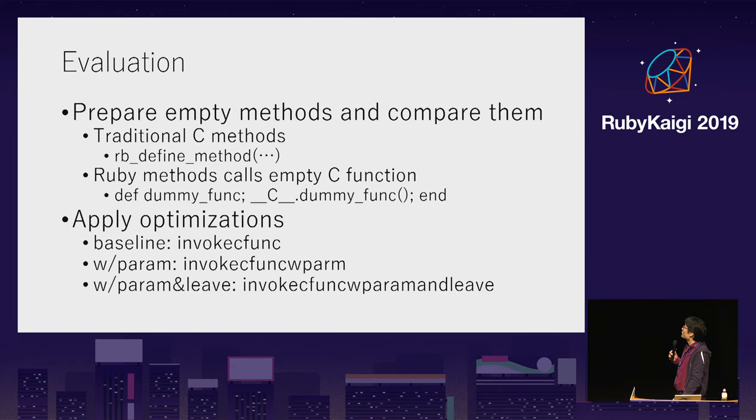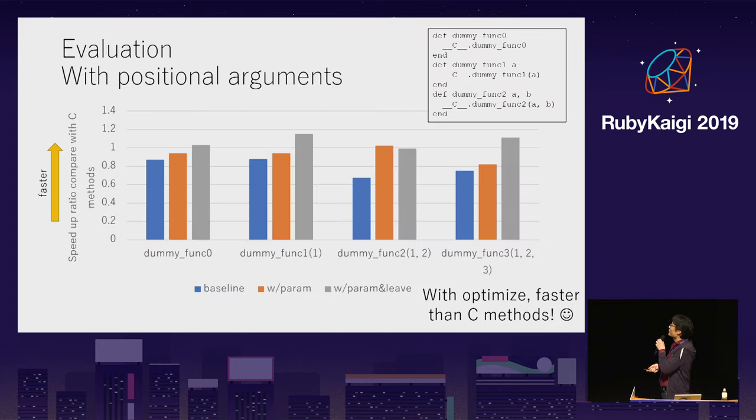I measured the performance. This chart shows how much faster it is than the C implementation, the C function, C method implementation. The baseline only uses the invoke C func instruction. Only using invoke C function, it is slower than the C method, but applying some optimizations, we can measure the performance improvement. Surprisingly, it is faster than the single C method.